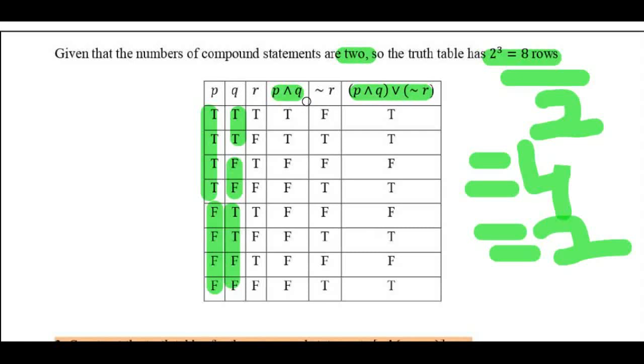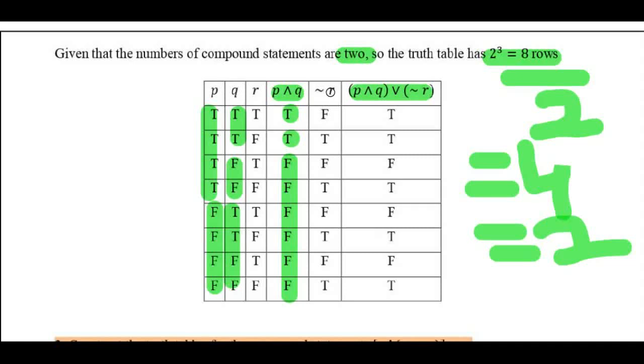What is P and Q? P and Q is nothing but the conjunction connective. Conjunction connective means both statements are true. So here you see the P statement first one and the Q statement first one are true, so both statements are true. You get true. The second is also true. In the remaining, one is true and one statement is false, so you get the remaining values as false.